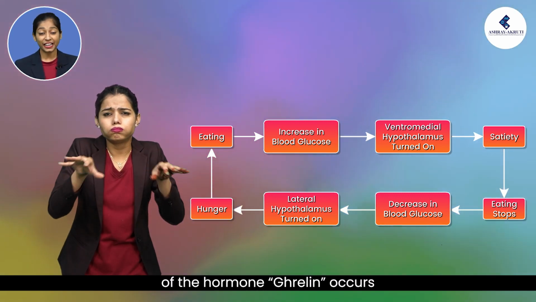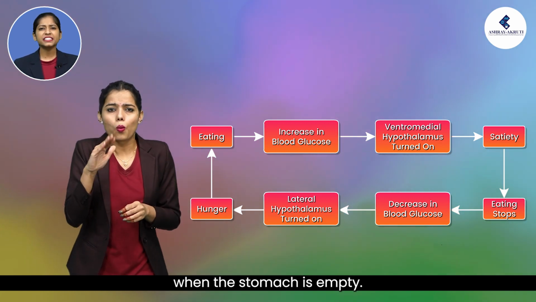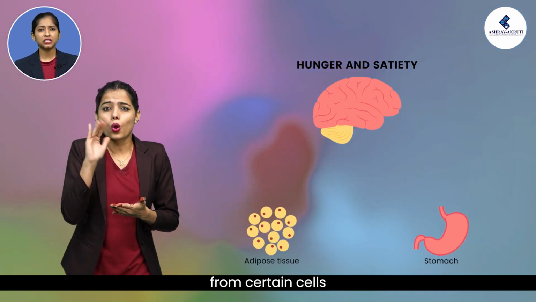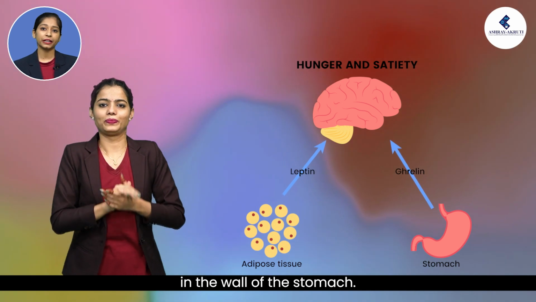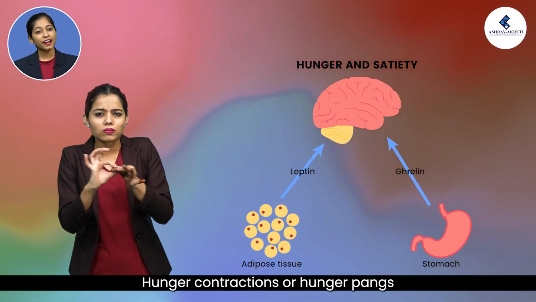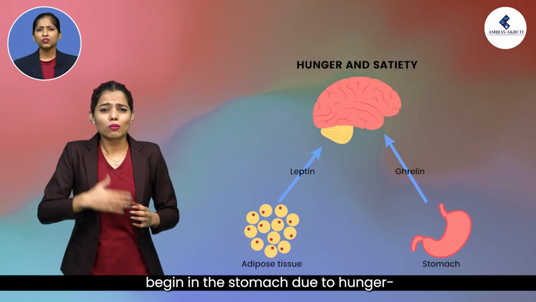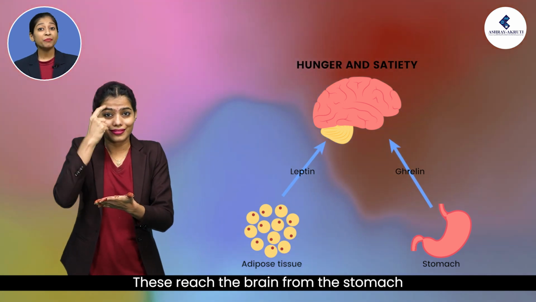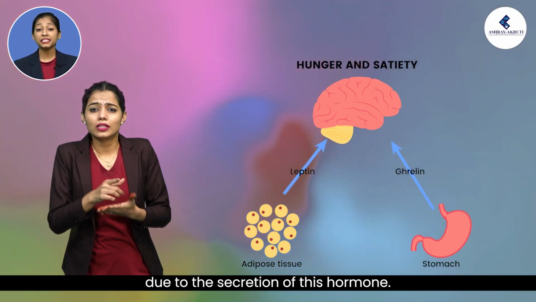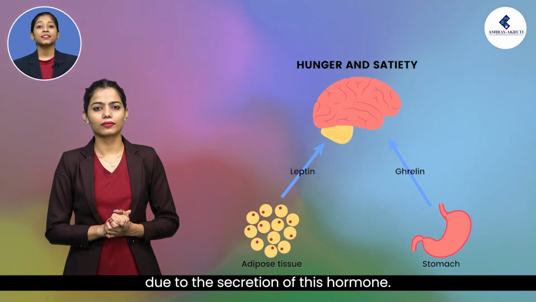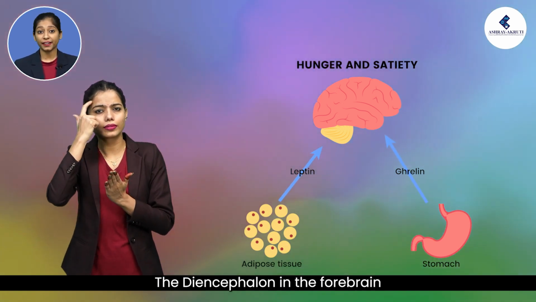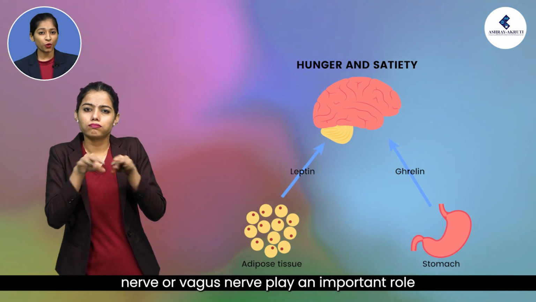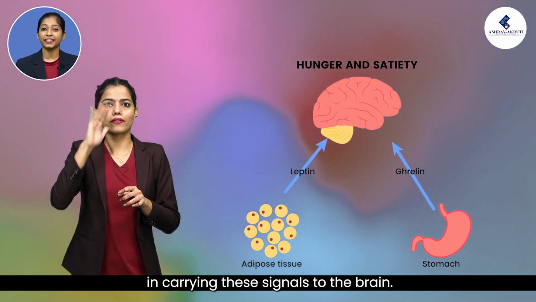Secretion of the hormone ghrelin occurs when the stomach is empty. Ghrelin is secreted from certain cells in the wall of the stomach. Hunger contractions or hunger pangs begin in the stomach due to hunger generating signals. These reach the brain from the stomach due to the secretion of this hormone. The diencephalon in the forebrain and the 10th cranial nerve or vagus nerve play an important role in carrying these signals to the brain.